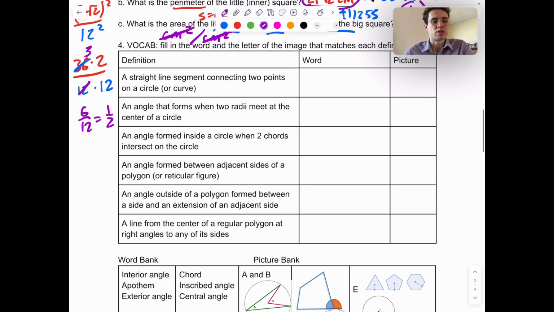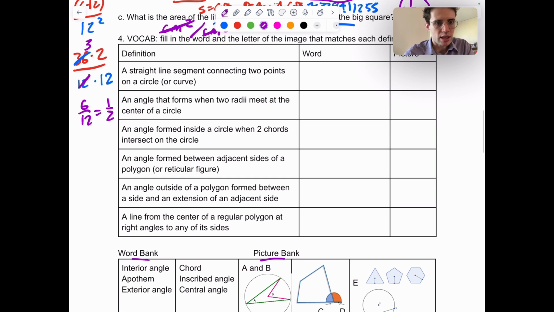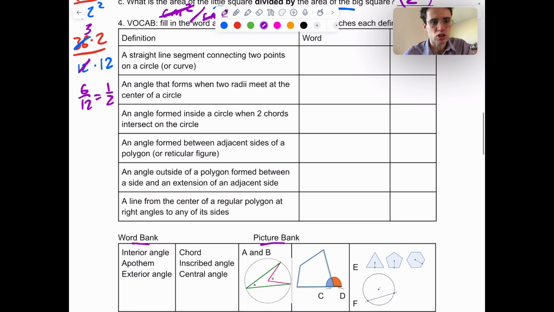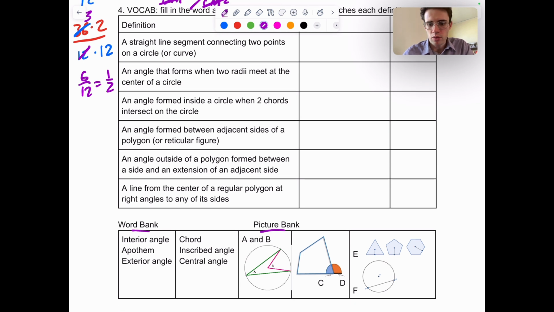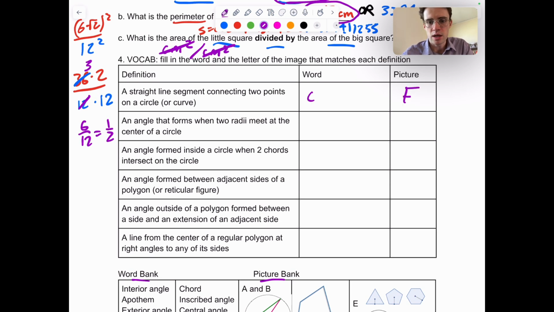Next, onto the vocab section. Got a word bank down here and a picture bank. Let's see, it says a straight line segment connecting 2 points on a circle or a curve. So a straight line segment connecting 2 points. Well, that would just be a chord, right? So like you could even see PQ right there is a chord. So that's figure F, and it is a chord.